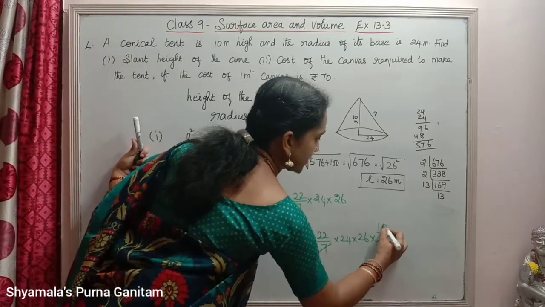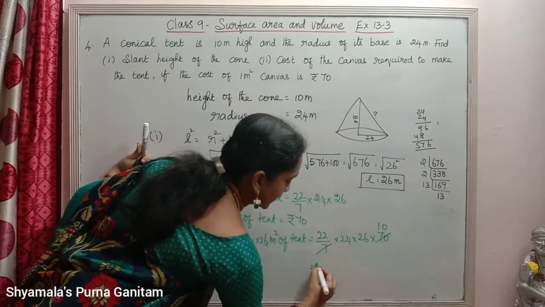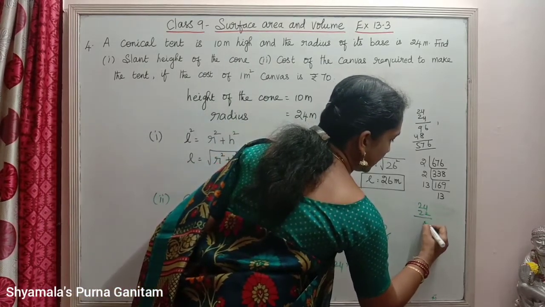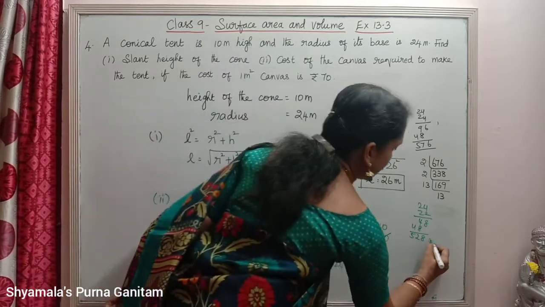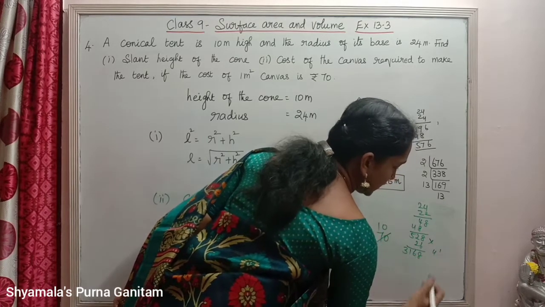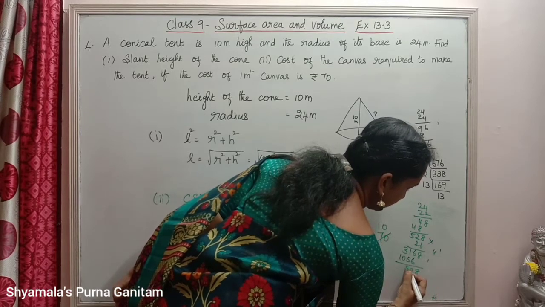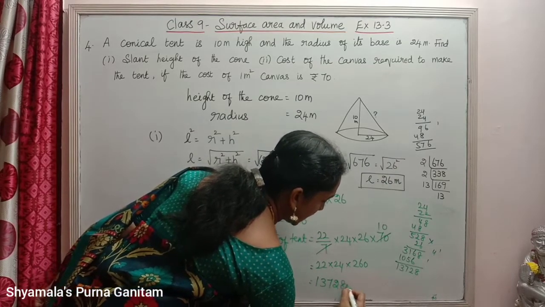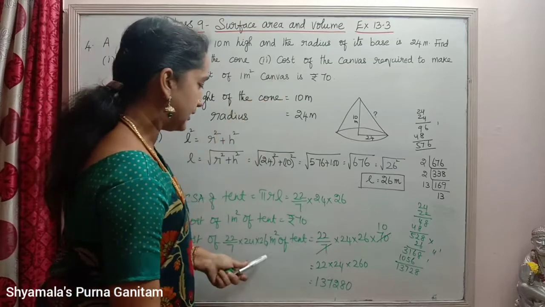So 7 and 10 get cancelled. Accordingly we have to think and do. So 22 into 24 into 26 into 10, that is 22 into 24 into 260. 24 into 22 will be 528. So 528 into 26. 6 8s are 48, 6 2s are 12 plus 4, 16, 6 5s are 30 plus 1, 31. Then 2 times 528 gives 1056, and the total is 13,728, so 1, 3, 7, 2, 8, 0. So this is the cost of the given area of the tent required to make the tent.